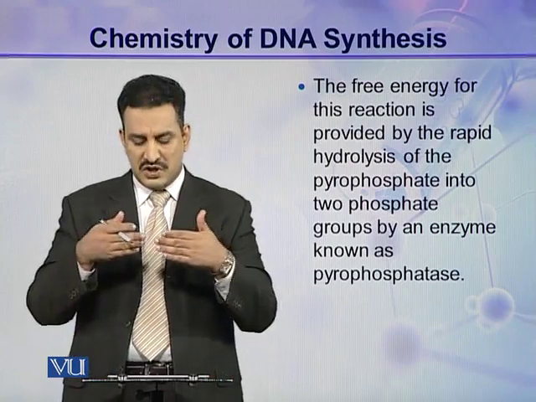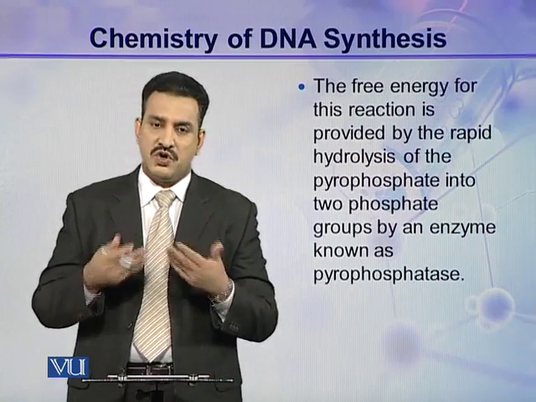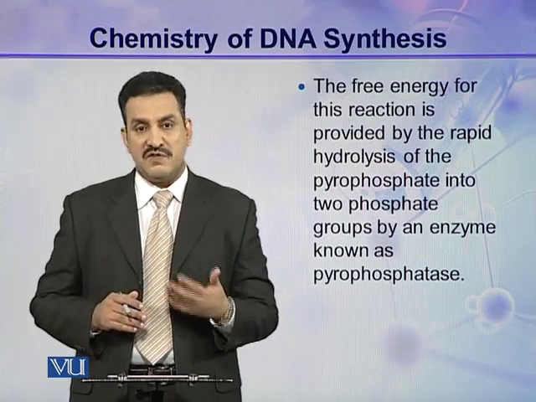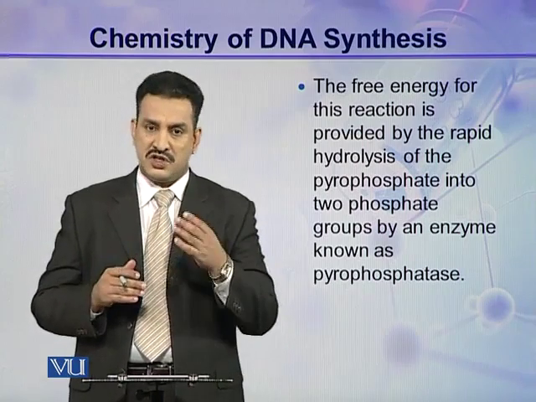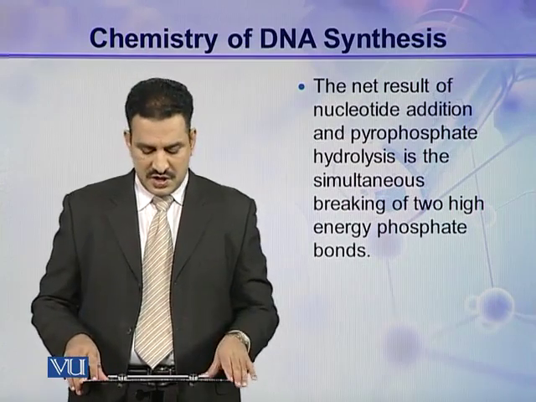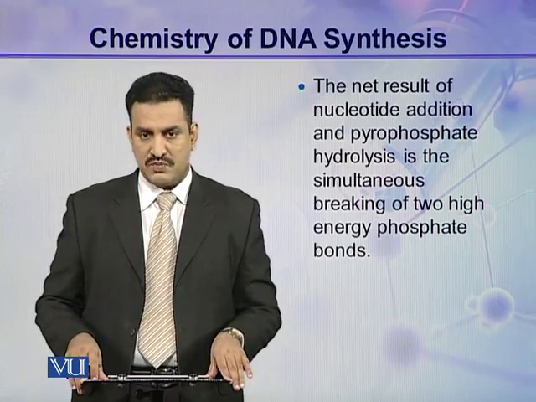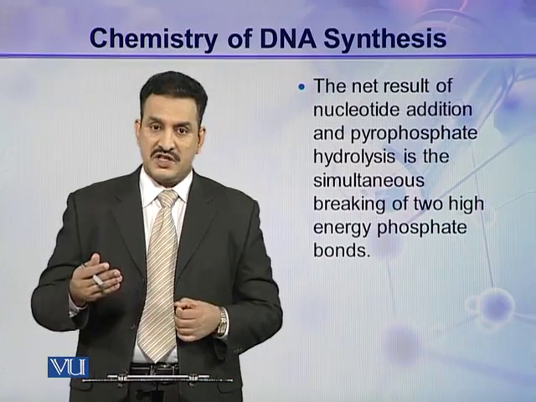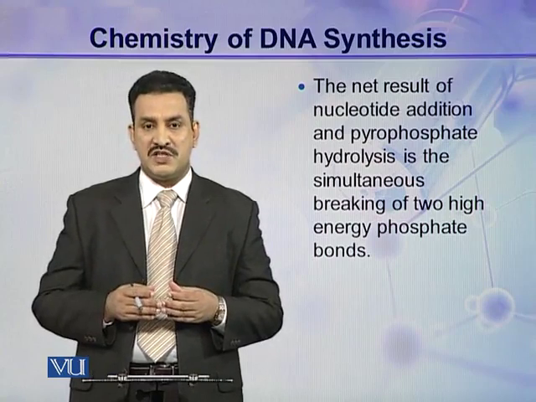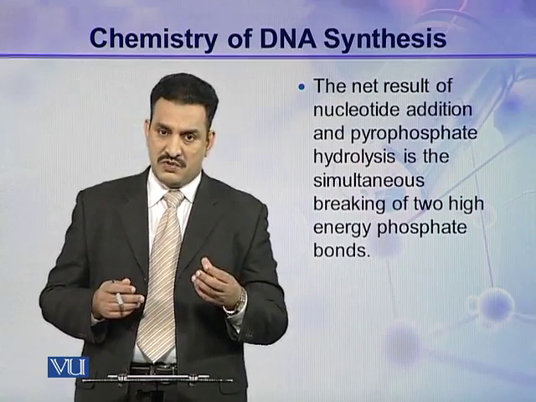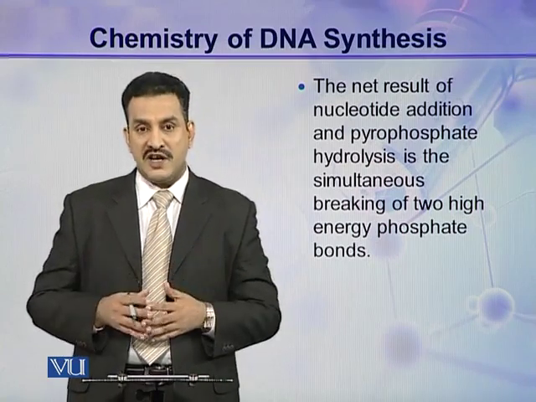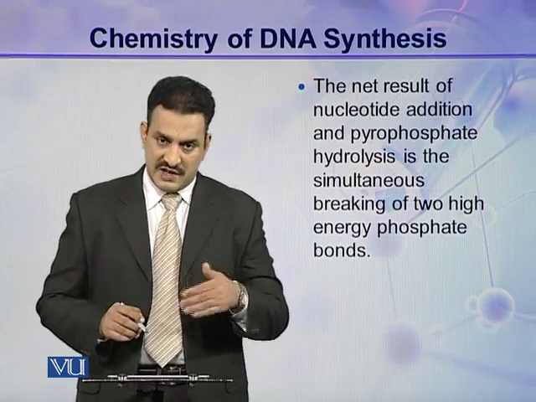As you know, the bond between the two phosphate groups is a high energy bond. So when this bond is hydrolyzed, a huge amount of energy is released. It is the driving force for the addition of incoming nucleotides to the existing chain. The net result of nucleotide addition and pyrophosphate hydrolysis is the simultaneous breaking of two high energy phosphate bonds. One is present between the alpha phosphate group and the beta phosphate group. This bond is broken first, and the second bond, between the beta phosphate group and the gamma phosphate group, which is actually present in the pyrophosphate, is then hydrolyzed. The hydrolysis of these two high energy bonds releases much energy which drives this synthesis.